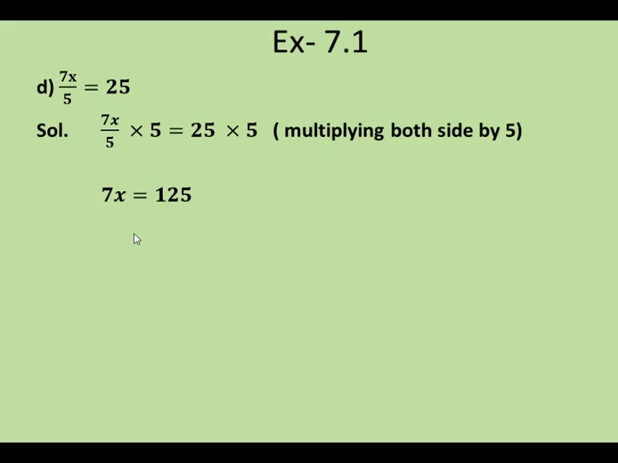Then next step we have divided by 7. Both the sides have been divided by 7. Here in LHS side 7 cancelled by 7. So x will be equal to 125 upon 7, will be our answer. This is systematic method of solving linear equations. Okay.